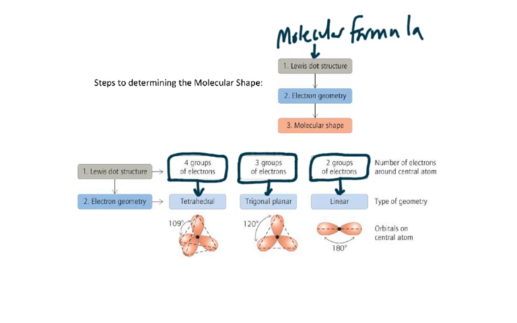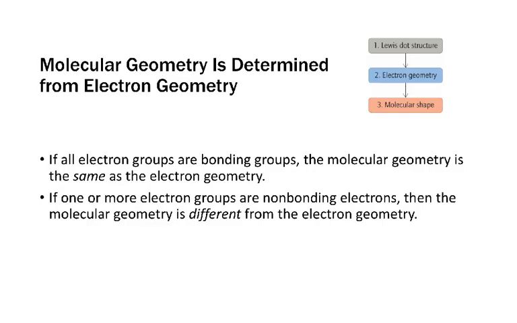Now, from electron geometry, what we really want, if we talk about the shape of the molecule, is molecular geometry. Because the electrons influence the shape, but they're not actually a part of the shape themselves. Right? You can't really see them. They're very small.